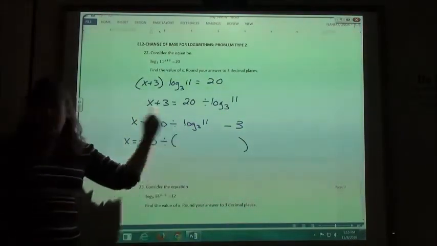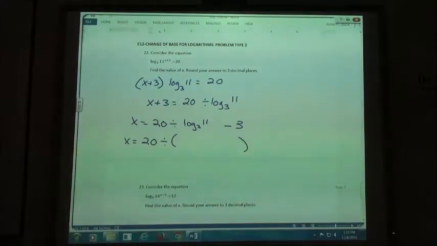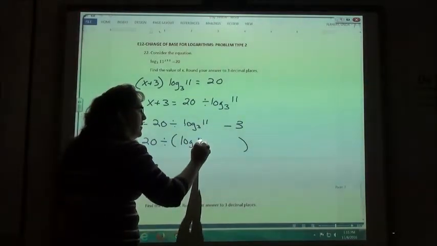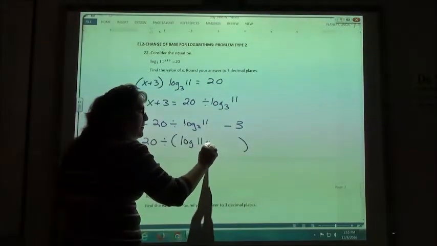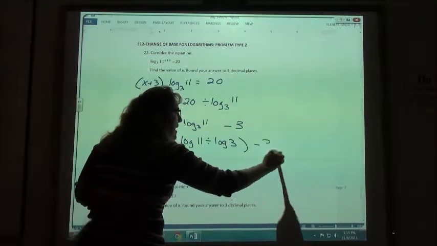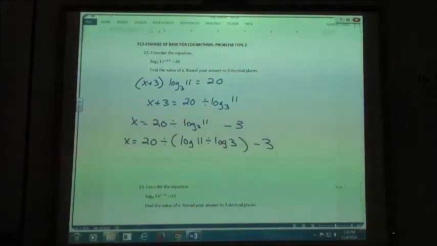How do I rewrite that? The log of 11 divided by the log of 3. Right? That was just our previous rule we just did to use our calculator to solve that.